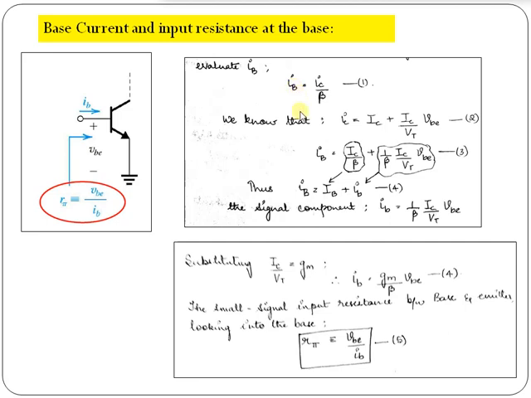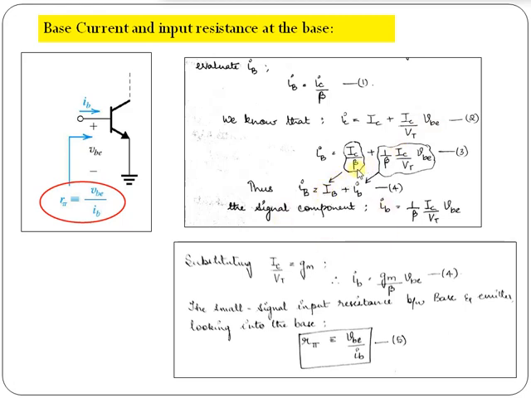We know from the equation that IB is equal to IC by beta. If you can just remember, all the DC equations are applicable to the AC equations also. It's just that the notation is different. You need to be very careful when you write the uppercase and the lowercase letters. So IB is equal to IC by beta, and IC is equal to capital IC, that is the DC quantity, plus the signal component, that is VB IC by VT.